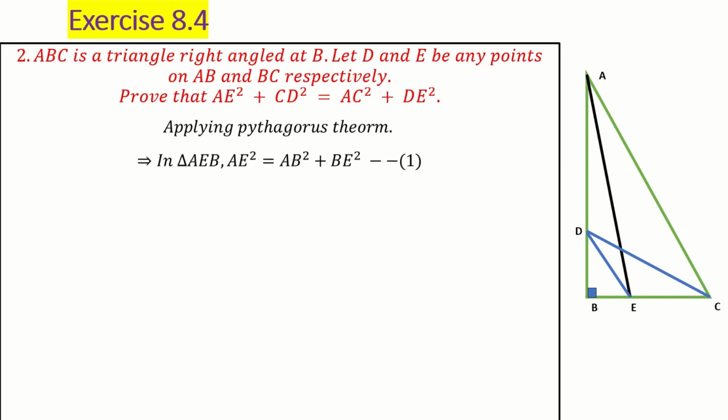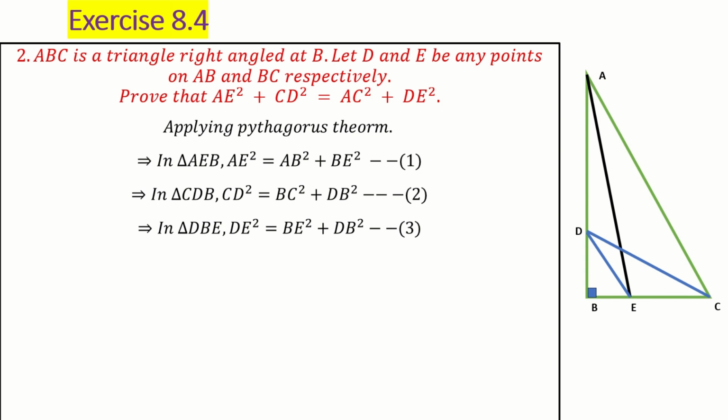Let's see. Applying Pythagoras theorem in triangle AEB, which is another right angle triangle, we get AE square equal to AB square plus BE square. In CDB, another right angle triangle, we get CD square equal to BC square plus DB square. In DBE, the smallest one, DE square equal to BE square plus DB square. And AC square equal to AB square plus BC square, that's the bigger one. Now from these 4, we need AE and CD, right?